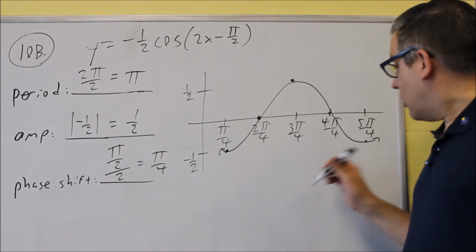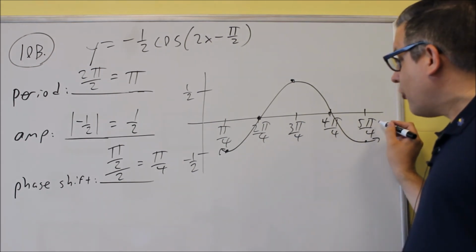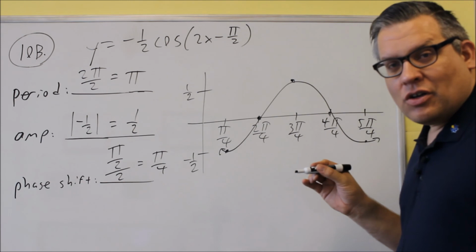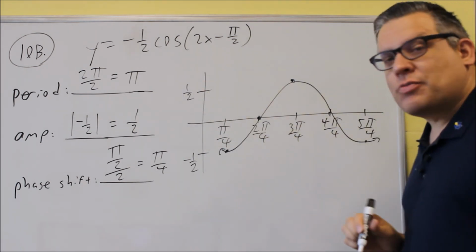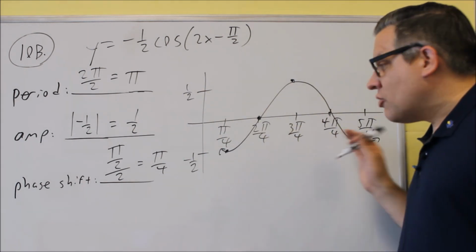If we check the period to make sure that makes sense, if you take 5 pi over 4 minus pi over 4, that would be 4 pi over 4 or pi, so it does make sense for our period. So this would be your completed graph.